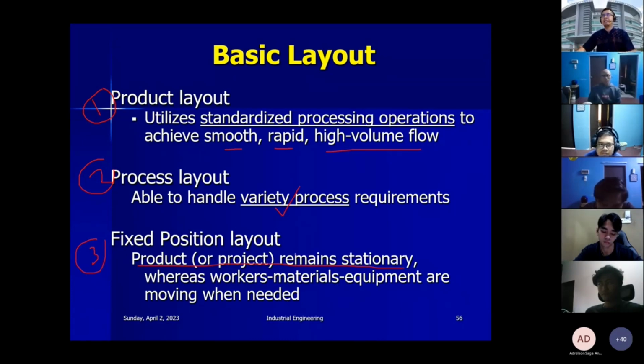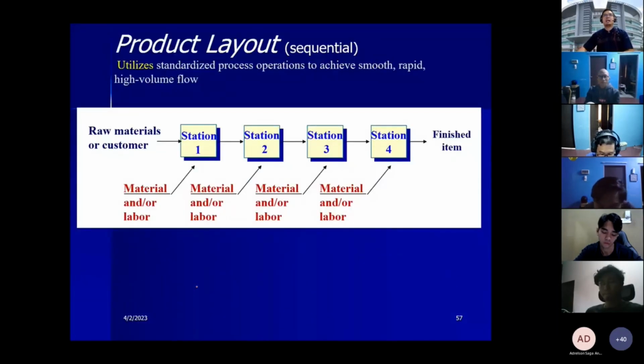For example, we are making a car, an aircraft, or a bus. So we need this fixed position layout. The product remains in place, while the workers, material, and equipment move to where their parts are needed. This is an example of product layouts.